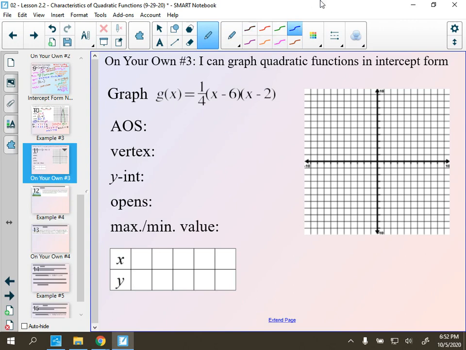All right. Opens, freebies, right? Freebies in blue. Opens up because the 1/4 is positive. That gives us a minimum value right there. That's all I get for free.